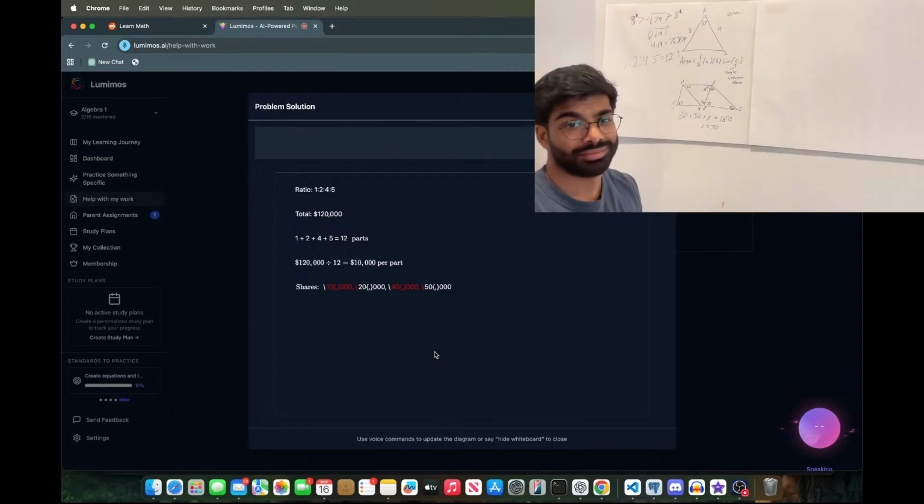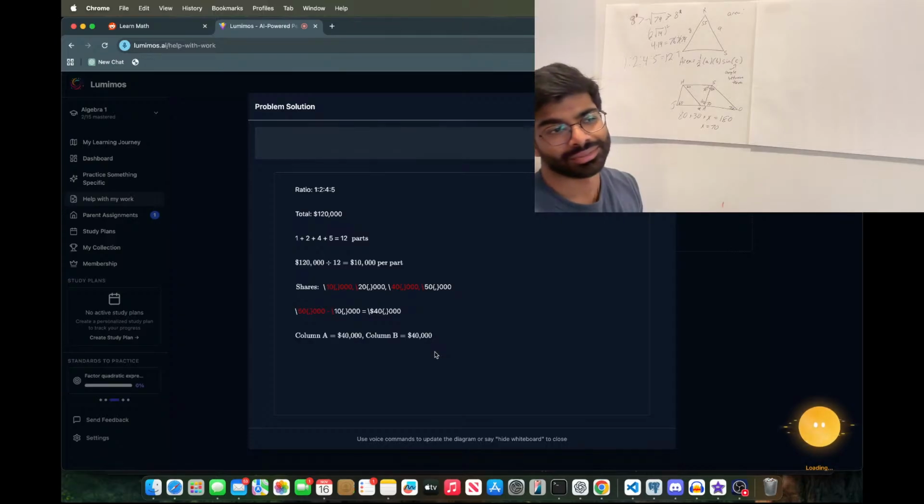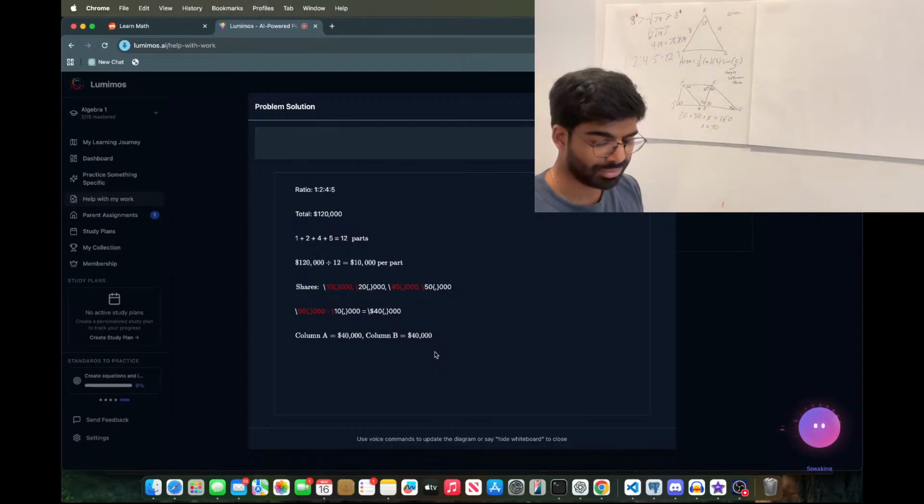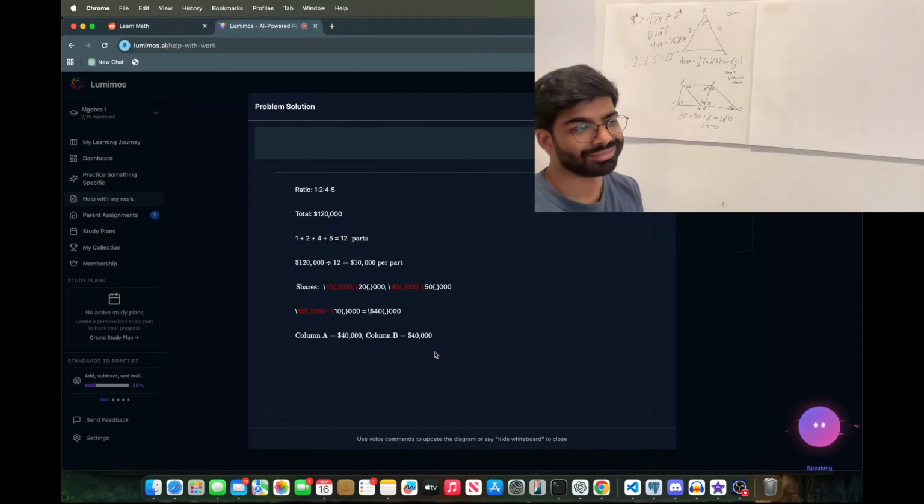Exactly. Now for column A, they want the difference between the greatest and least share. What's that difference? It's 40,000. Perfect. So column A equals 40,000 and column B equals 40,000. They're equal. See how you totally knew the process? You just had to work through it systematically.